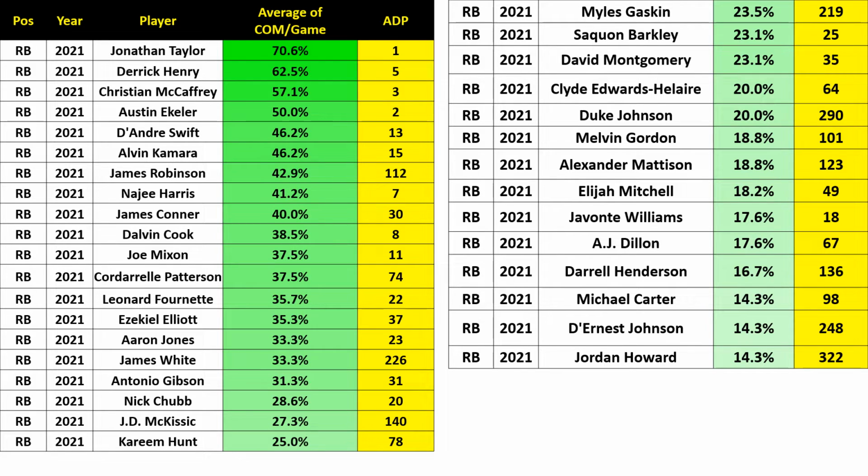So anyway, this table here has the position, the year, the player, and something called average of COM versus games, or it should be games played here, and it's expressed as a percentage. And counts over median is the COM score.